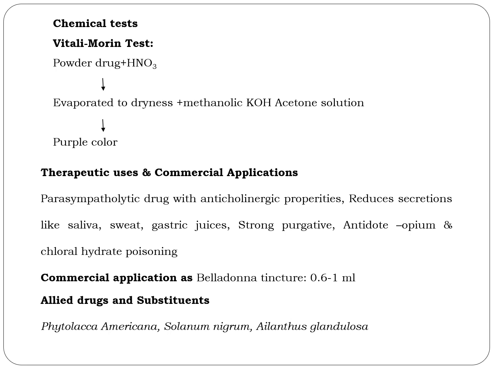The use of atropine is that it is a parasympatholytic drug with anticholinergic properties, and it reduces secretions like saliva, sweat and gastric juices. It is a strong purgative and acts as an antidote for opium and chloral hydrate poisoning. It is commercially applied as belladonna tincture in 0.6 to 1 ml. Its allied drugs are Phytolacca americana, Solanum nigrum, and Ailanthus glandulosa.